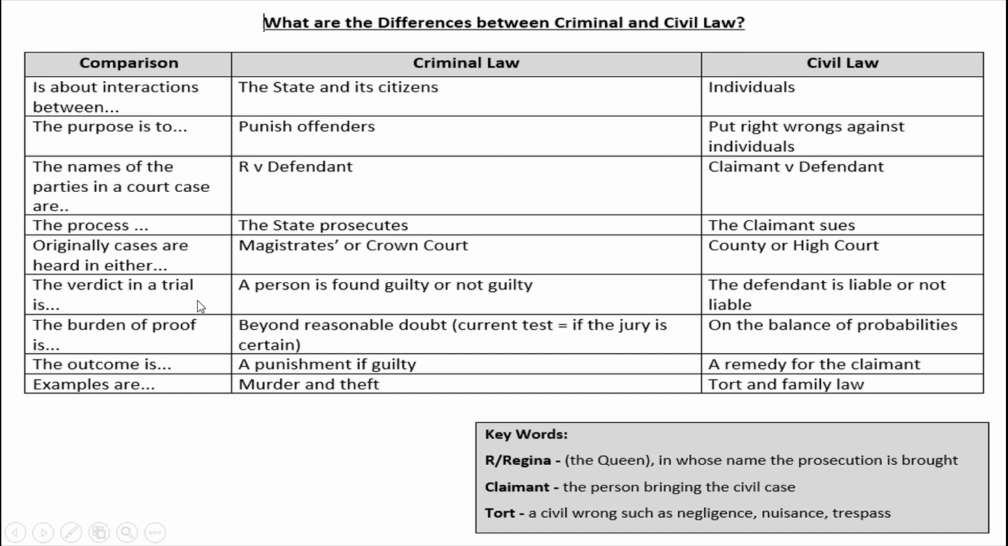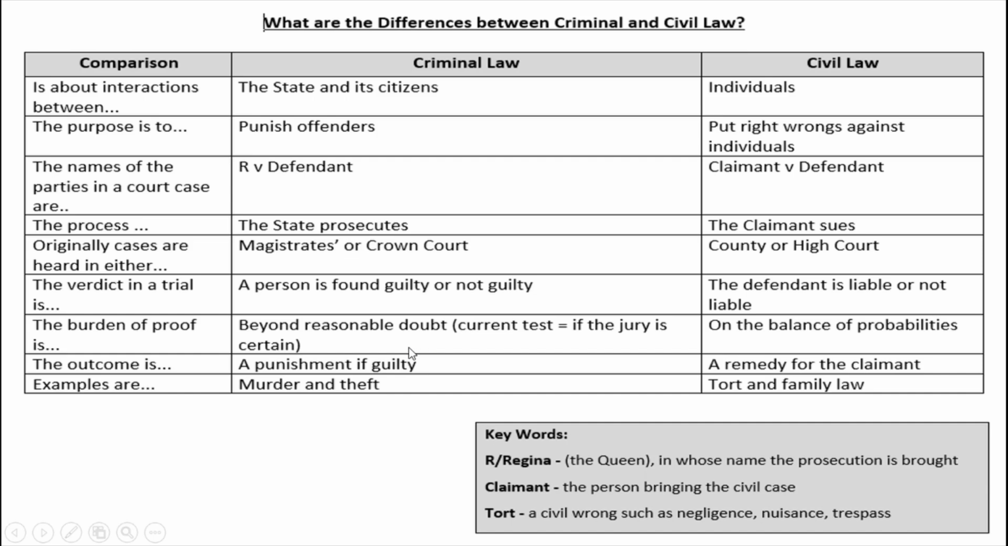The verdict in a trial, when involving a criminal case, is when a person is found guilty or not guilty. In a Crown Court, you have a jury who will make this decision and will make the verdict. However, in a civil case, the defendant is either liable or not liable. Notice the difference between language, guilty versus liable. Liable means if someone is to blame. In terms of burden of proof, in a criminal case, the jury needs to believe beyond reasonable doubt that the defendant is guilty.